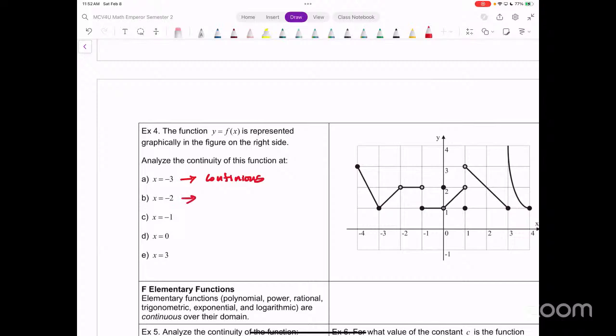Avinash, x is equal to -2, sir. It is removable discontinuity. How do you know it's removable? What makes you think it's removable? Because at -2 there's a hole, but it's still continuous from left to right. All right. So this is removable, correct?